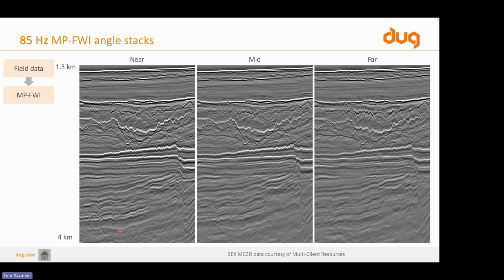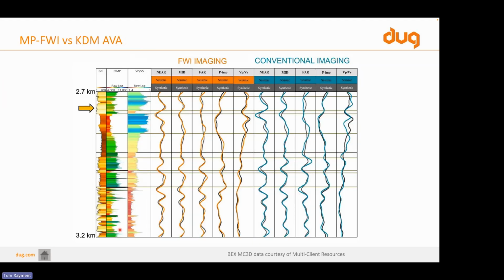So they look similar, but how do they compare to the ground truth? Well, we took well information, we derived some synthetics, which are shown in black here for near, mid, and far angles, as well as deriving P impedance and VPVS from our angle stacks and comparing that to the well information. And you can see the comparisons for FWI imaging in orange to the well information in black, and then on the right-hand side, the conventional angle stacks to the well synthetics. And you can see there's a good tie.